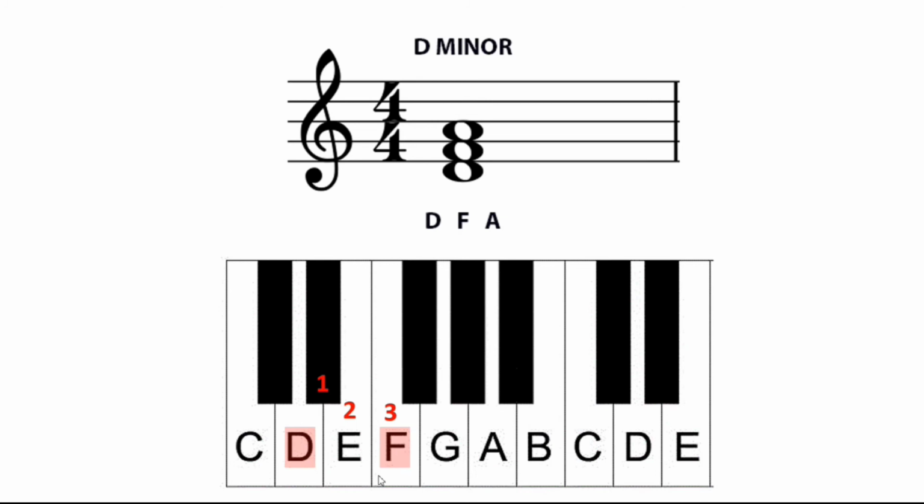To get the perfect fifth, let's count 4 half steps. 1, 2, 3, and 4. Our perfect fifth is an A. So, the notes of a D minor chord are D, F, and A.